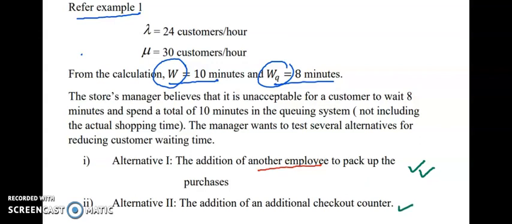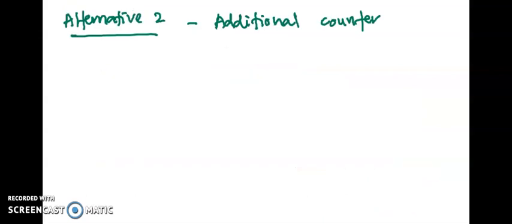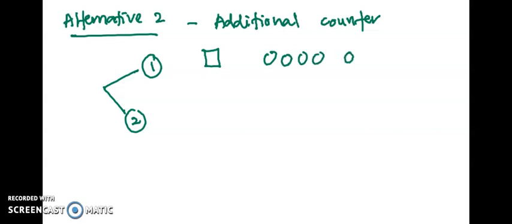For the second alternative, we try to add another checkout counter. For this case, I would like to divide this into two options, option 1 and option 2. Still the same, we want to add an additional counter, but the first option is like this. Let's say this is your original queue, and this is your counter.